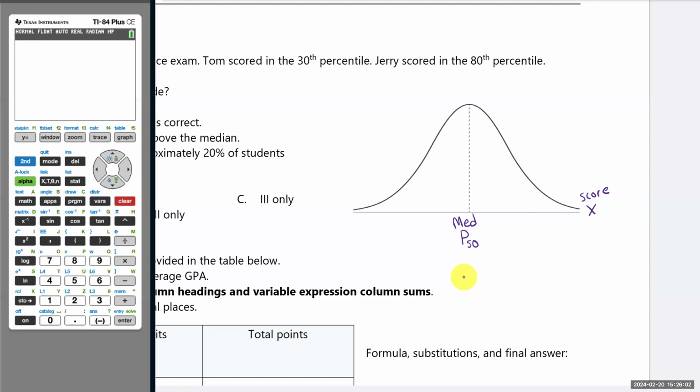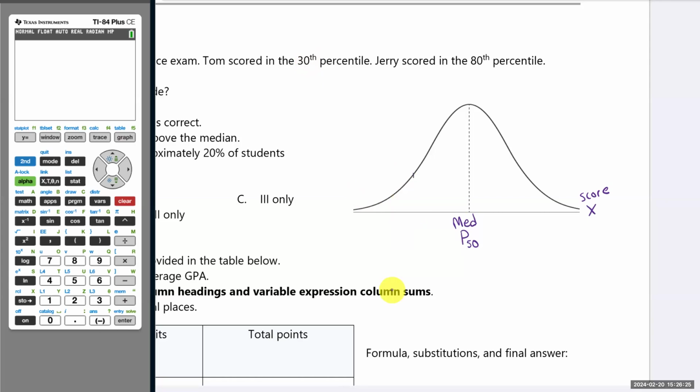So your percentile is a measure of position. So if you scored at the median, 50% of scores were lower. So your percentile indicates the percent of data below the value. All right, so let's take a look at Tom here. So Tom did not score at the 50th percentile. He's at the 30th percentile.